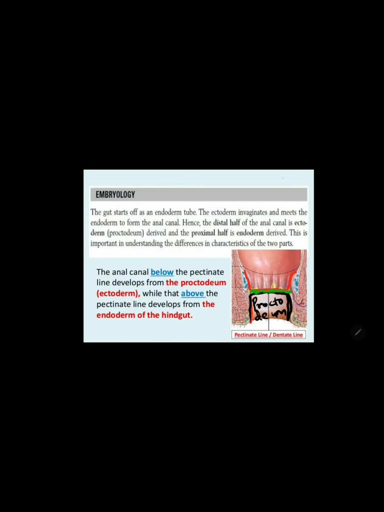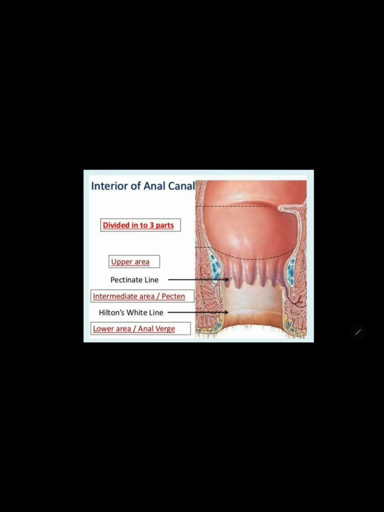Coming to the interior of the anal canal, the interior is divided into three parts: the upper area above the pectinate line, the intermediate area, the pecten, and the lower area below this mucocutaneous junction that we call the white line of Hilton. So these are the three areas that you see: upper one third, middle one third, and lower one third.